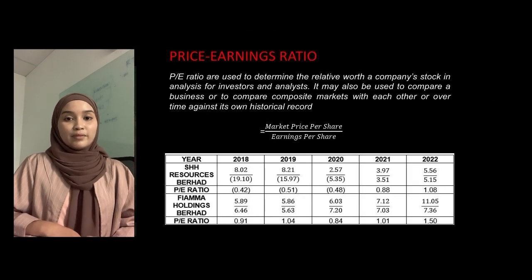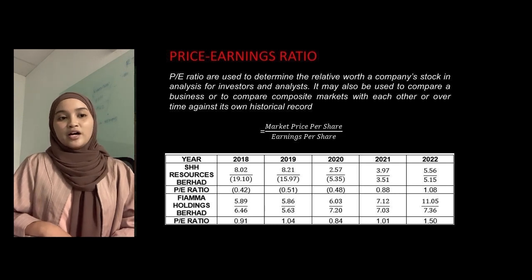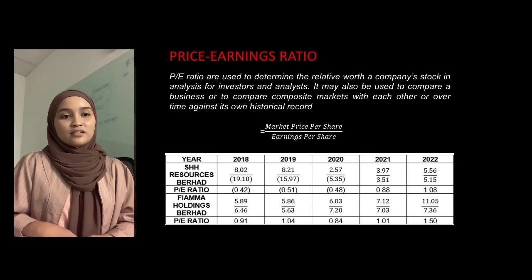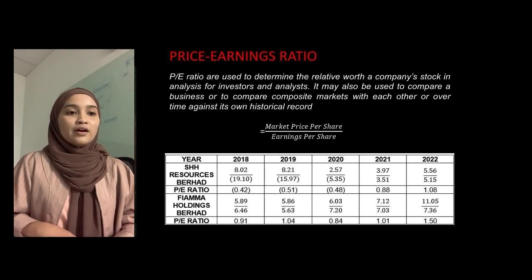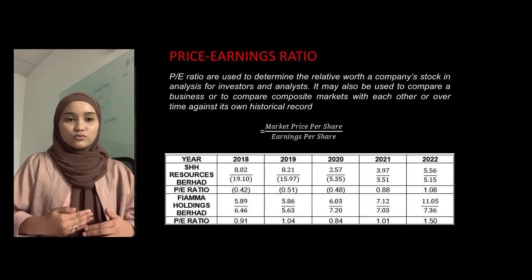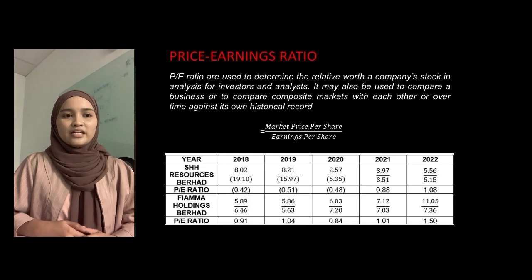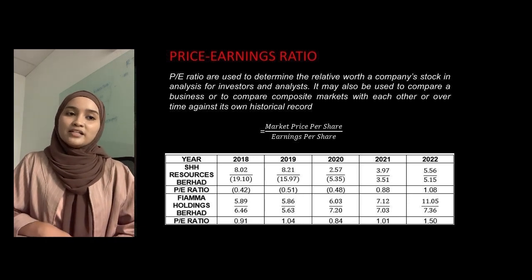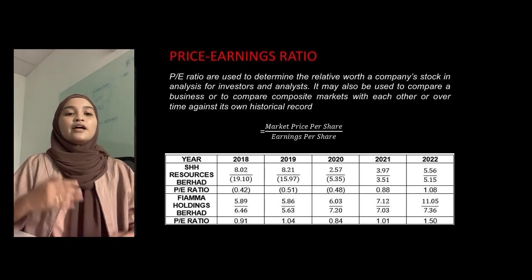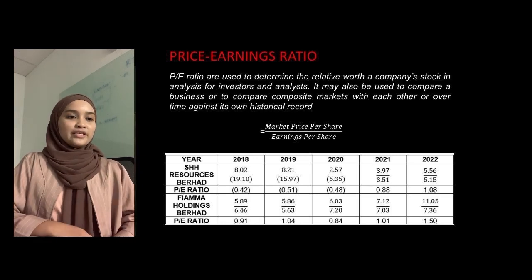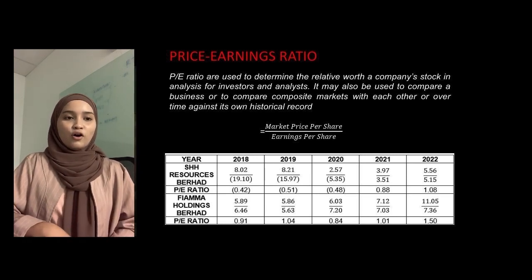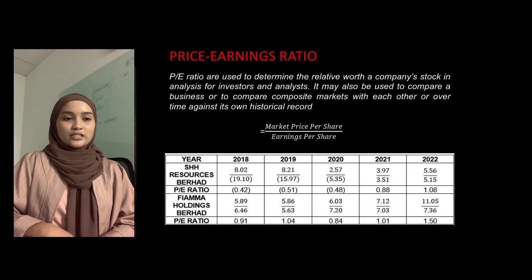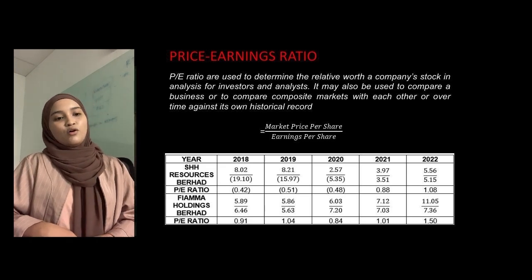The next slide is price earnings ratio. Price earnings ratio is used to determine the relative worth of a company's stock in analysis for investors and analysts. It may also be used to compare a business, or to compare composite markets with each other or over time against its own historical records. So the formula for price earnings ratio is market price per share divided by earnings per share. Now we can see the diagram for 5 years from 2018 until 2022 with 2 companies, which are SHS Resources Berhad and Fiamma Holdings Berhad.